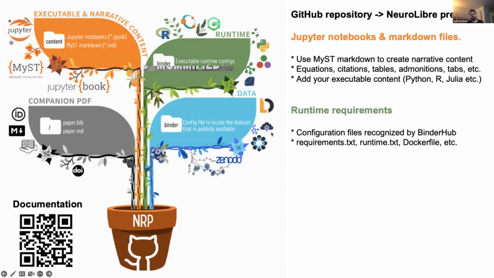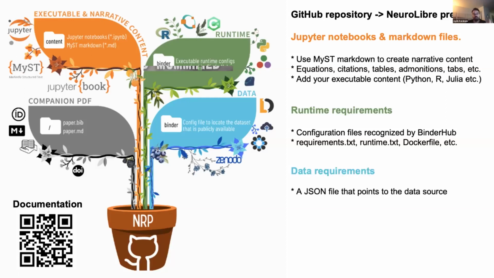Then you need to specify some runtime requirements, like what are the dependencies of your code. You can achieve this by using configuration files recognized by BinderHub, such as, for Python, requirements.txt, runtime.txt, or if you have a bit more specific requirements, you can write your own Dockerfile. There are many different ways to accommodate many different runtime specifications.